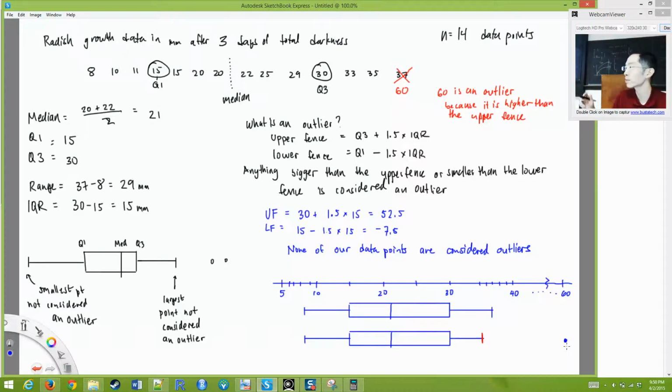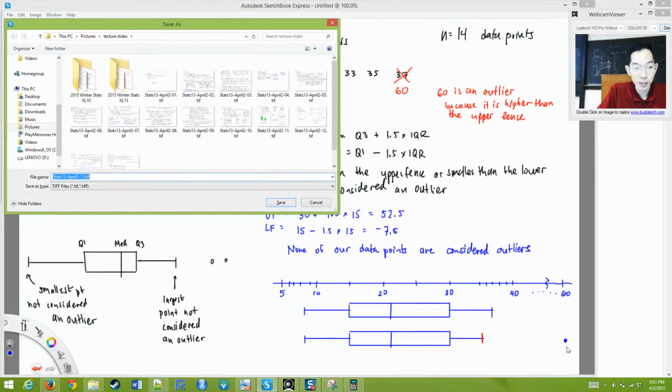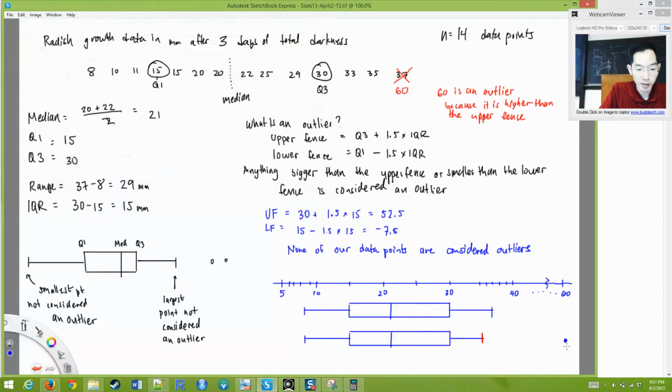Is that clear with everyone? Everyone's okay with that? Okay. So you'll have some exercises in your homework to draw box plots. Okay. Oh, and we are running out of time here.